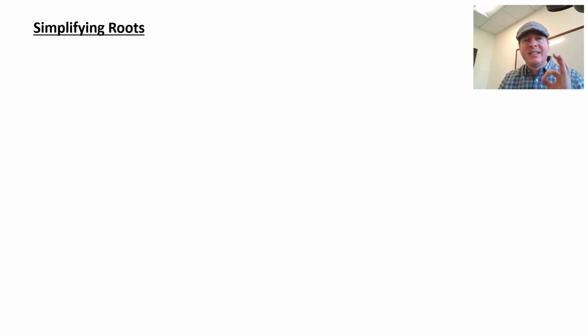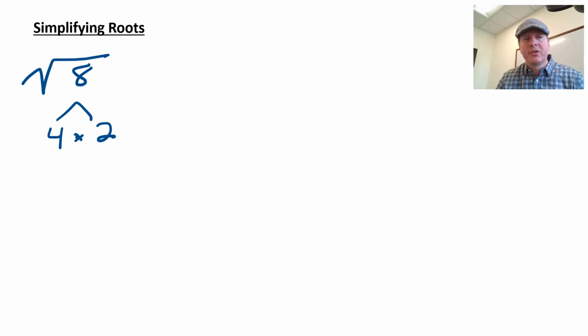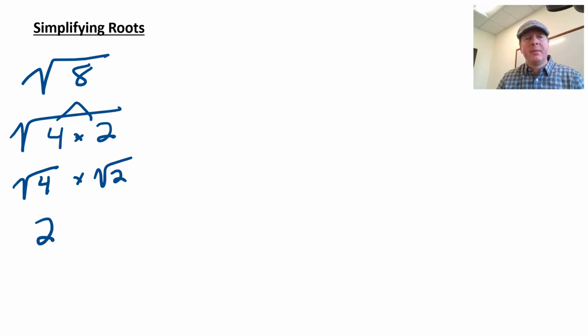Let's talk a little bit about simplifying roots. What does that mean? Suppose I wrote the square root of 8. Well, there's a different way I could write that. I could ask myself, does 8 have any factors, any divisors? Is it divisible by anything that is itself a perfect square? Yes, 8 is 4 times 2, and 4 is a perfect square. So the square root of 8 is the same thing as the square root of 4 times 2. Well, you can separate those. That is the same thing as the square root of 4 times the square root of 2. That is the same thing as 2 times the square root of 2, 2 root 2.